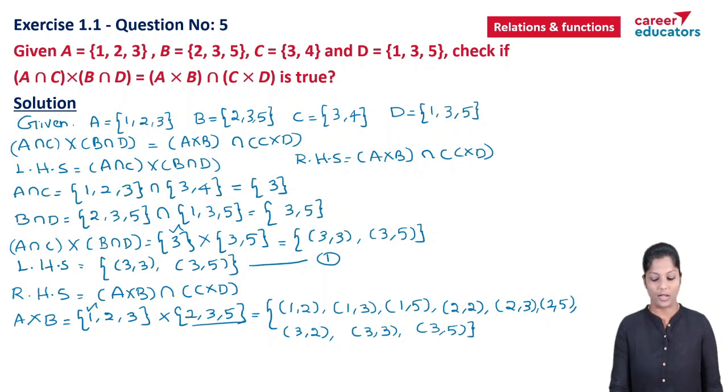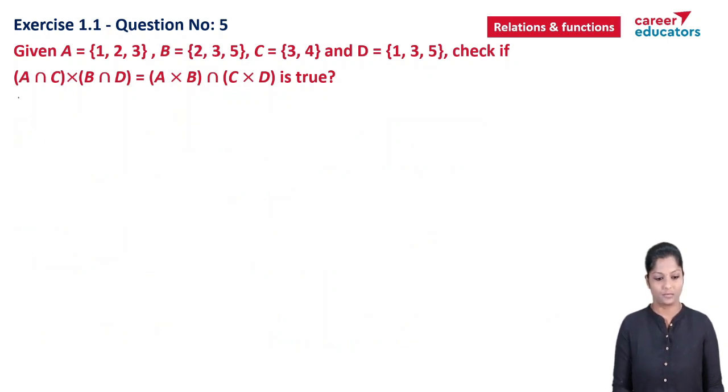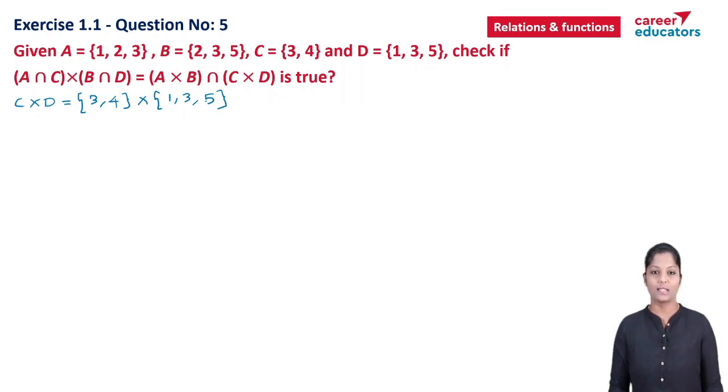Next, we have to find C cross D. C cross D is equal to, write all the elements of C, {3, 4}, cross, write all the elements of D, {1, 3, 5}. To find C cross D, we have to pair each element of C with each element of D. Take the first element of C and pair with all the elements of D. We will get (3,1), (3,3), (3,5).